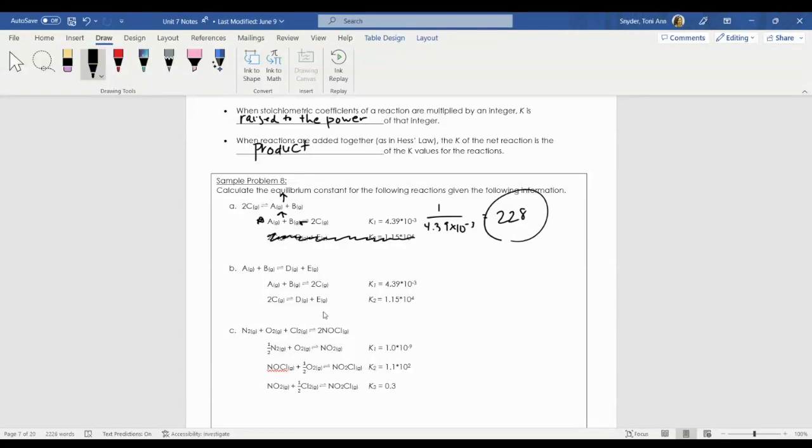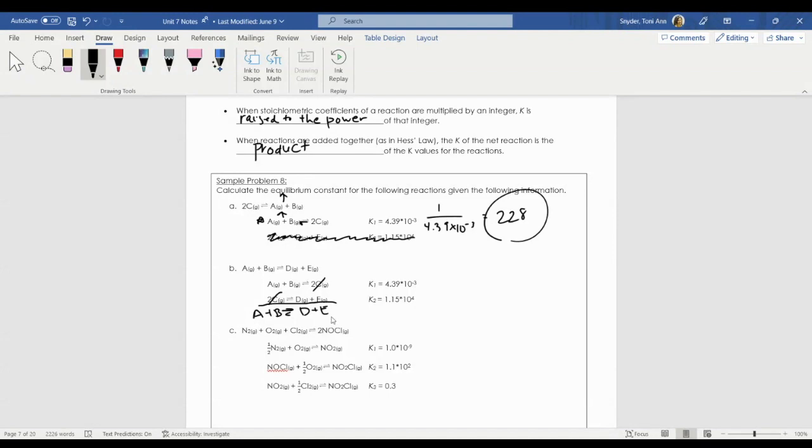Let's take a look at this one right here. So I have A plus B in equilibrium with D plus E. If I consider this reaction, I have to do a little bit of canceling here, right? It's almost like a net ionic equation type thing, and we call this Hess's law. So it looks like 2C is a product on one side and a reactant on another. So I can actually cancel those out and get A plus B in equilibrium with D plus E. So I have to add these two reactions together in a sense.